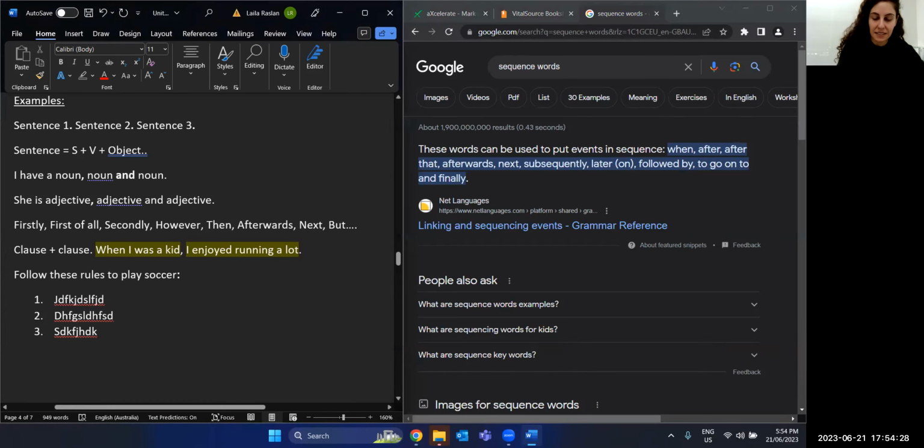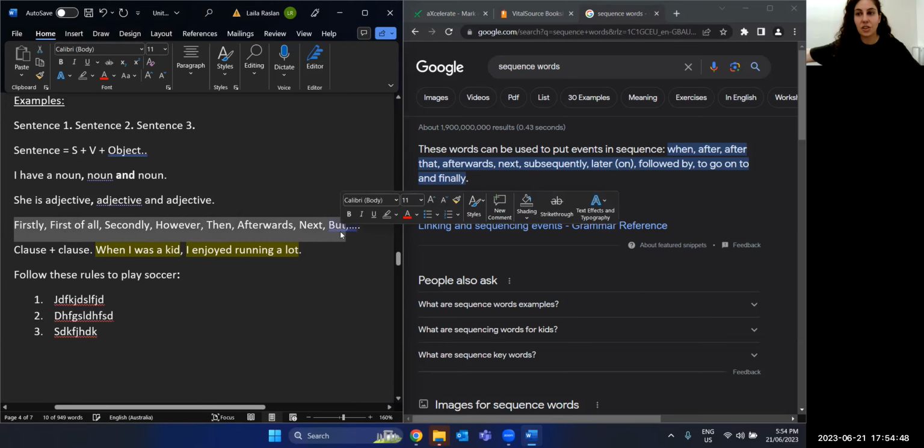They start the sentence. They're not the subject, because we know when we start a sentence, it's subject, verb. These words are not subjects. They're not I, you, he, she, him, Australia, the dog, the book. They're sequence words, and you must put a comma before you continue the sentence.